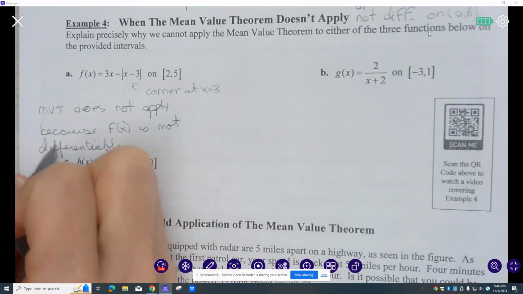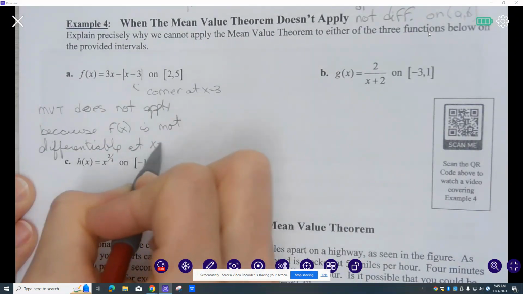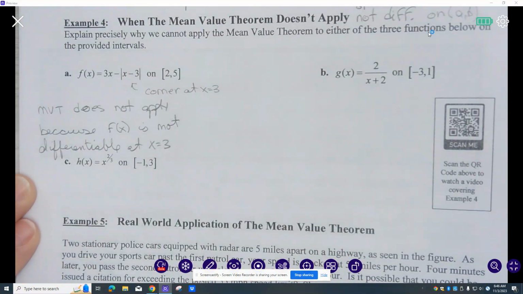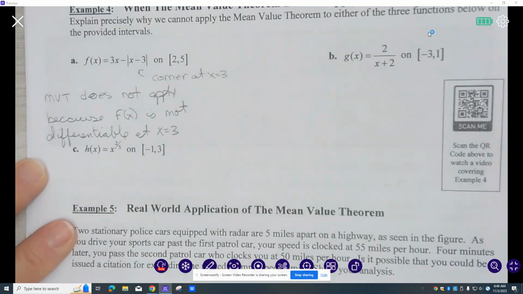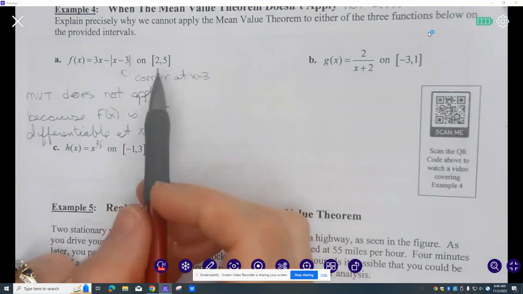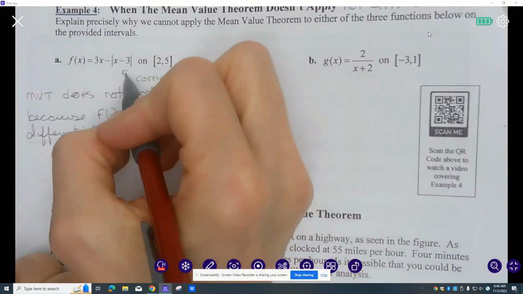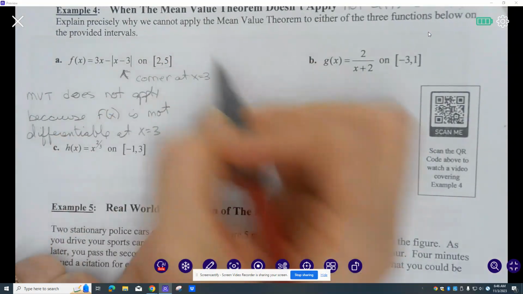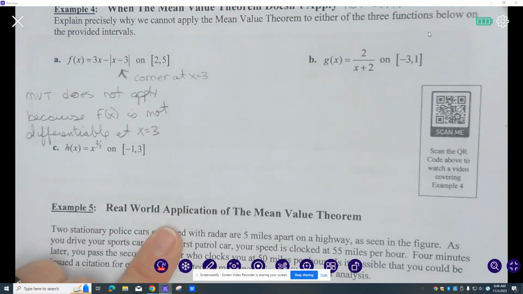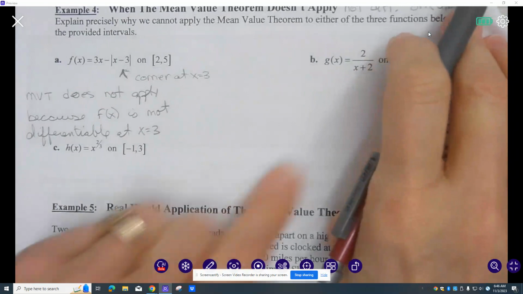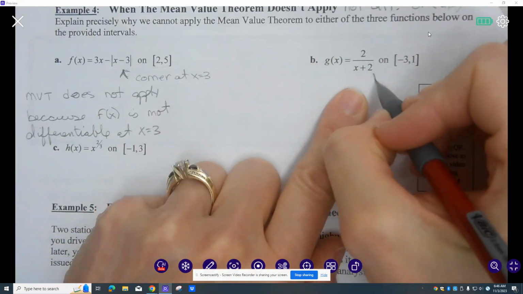Hate writing that word. At x equals 3. So be specific if you're saying that it doesn't apply. On 2-5, we should have double checked to make sure that corner was on the interval that they're asking us about, and it was.